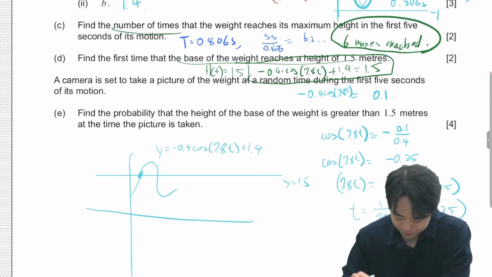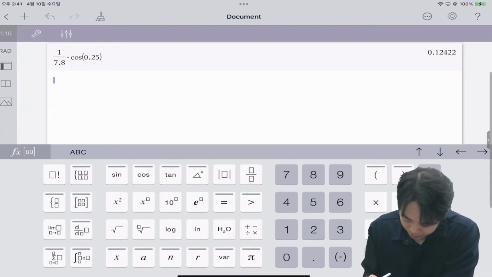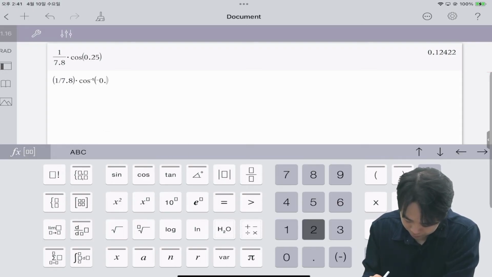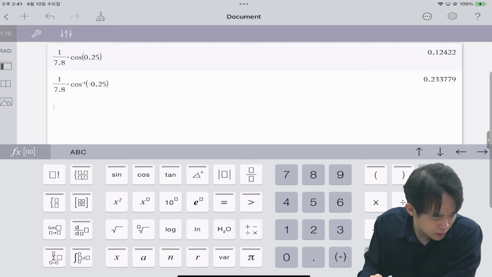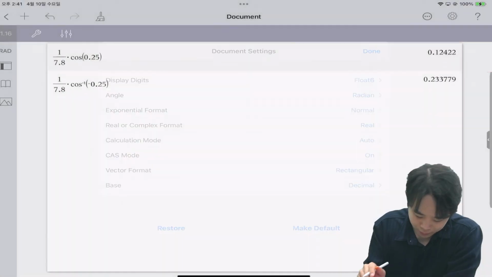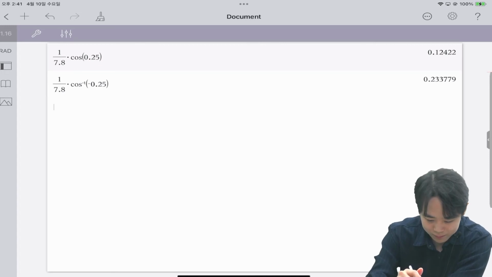Okay, so let's do that on the calculator. If you do 1 over 7.8 times cosine inverse of negative 0.25, you should get 0.234 seconds. Make sure that your units are in radians, right? So we're not dealing with degrees, so by default, we're dealing with radians.